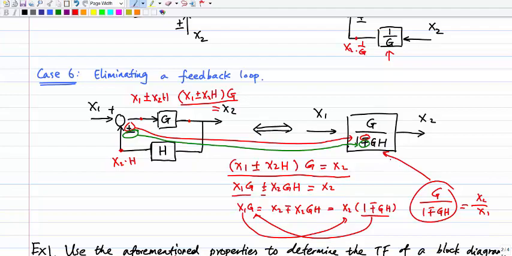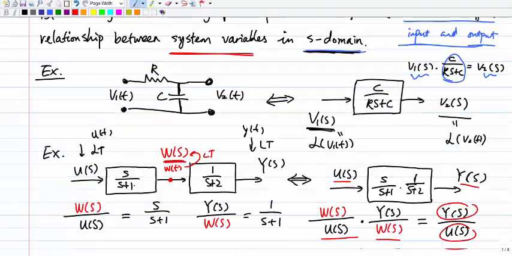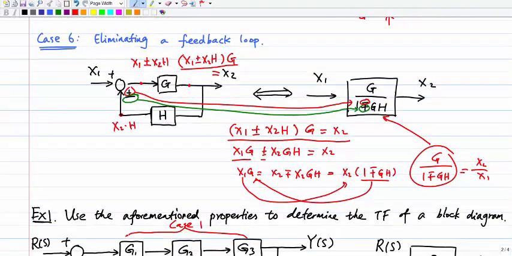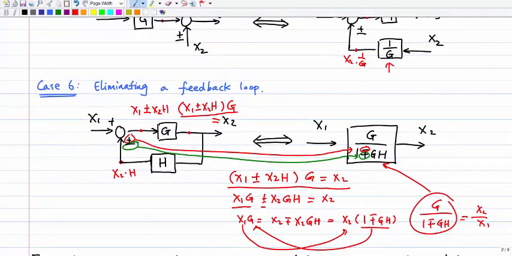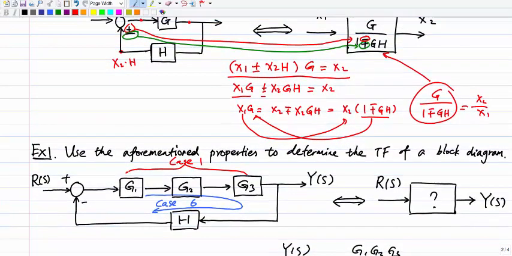Okay. All right. As I mentioned at the very beginning, the whole point that we understand all those relationships is to do what? Is to use the different cases to simplify my complex block diagram, so I can find a transfer function for a complex control system composed of numerous blocks with some complex relationships. So I'm going to show you two examples, show you how to use these 6 different cases to simplify a complex control system into a simple one, so you can find the transfer function. All right. Let's first start with a simple one.